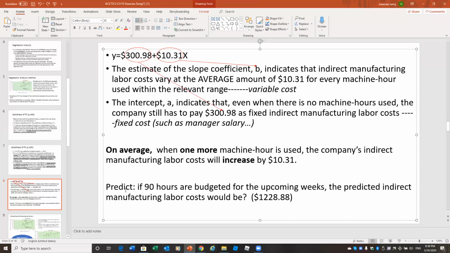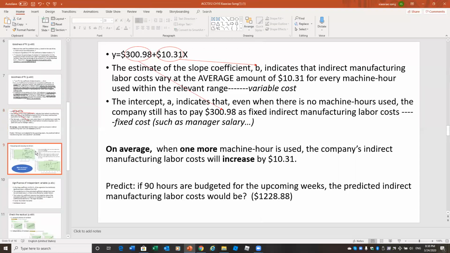And then we also said, how do we make a prediction? If we use 90 hours, instead of using the X, we already know it's 90 hours, so we just replace the X with the specific 90 hours. If we do that, you should get your predicted cost of $1,228.88. So when you do prediction, you replace that variable with the specific number.